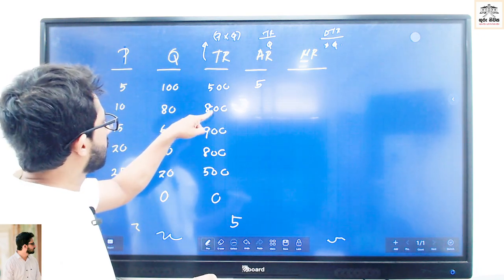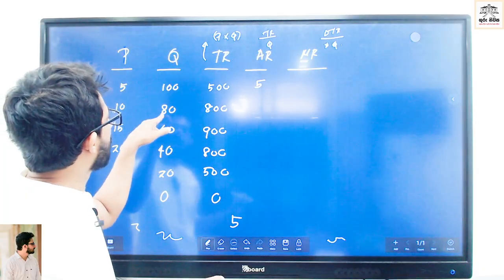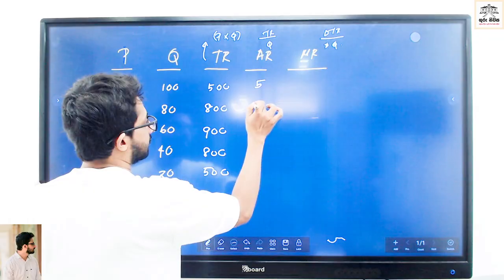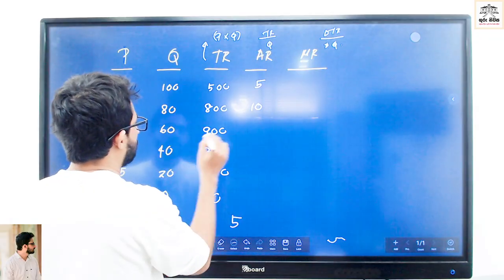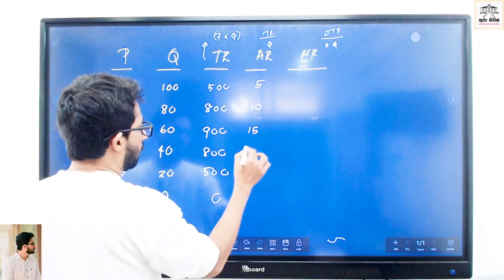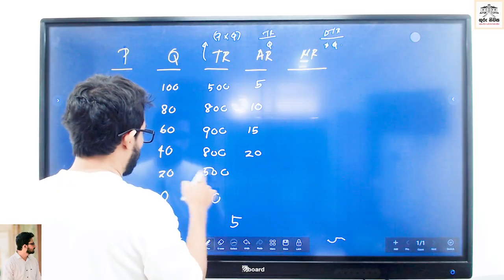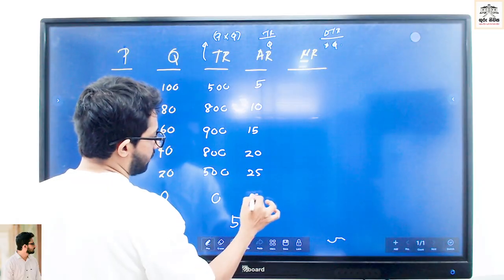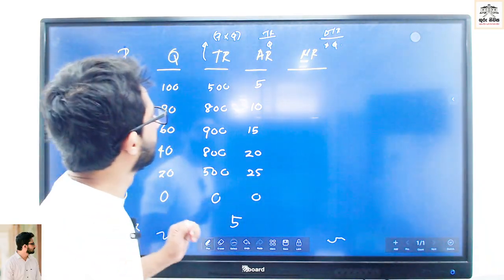Here, how much, Lamai? At this point, total revenue 800, 800 over quantity. Quantity is 80. 800 over 80 means 10, right? 900 over 60 means 15 rupees. 800 over 40 means 20. 500 over 20 means 25, right? Here no value, 0.